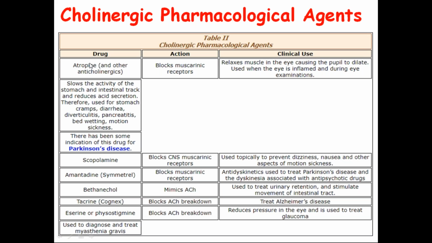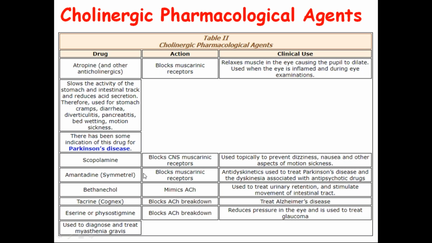You should know the names and what the action is. No need of reading the clinical uses, that is not important. But definitely the drug and what its action is, it is very, very important, because it is asked in 4 marks for match the column. Okay, can you see here?